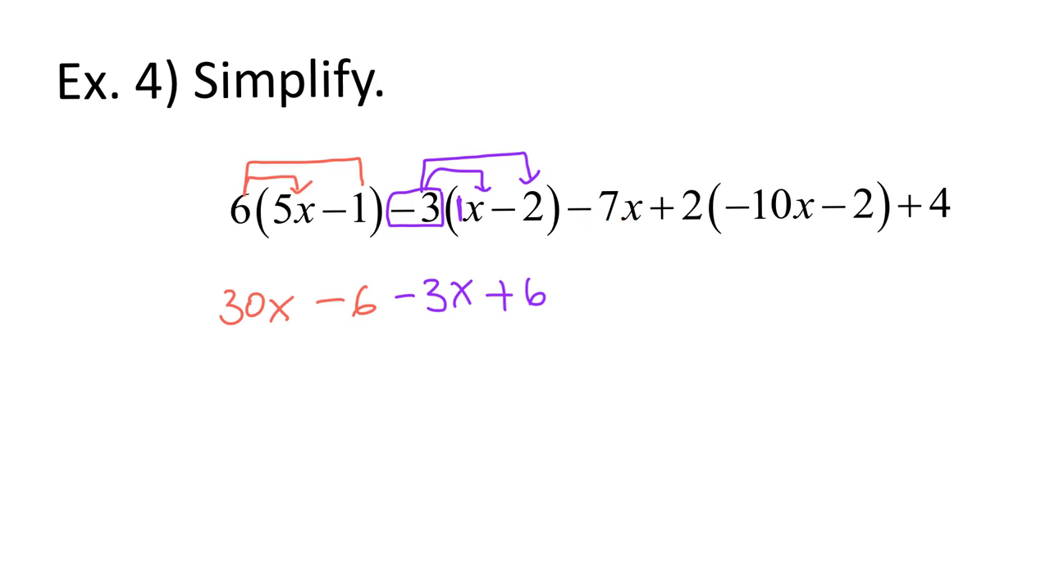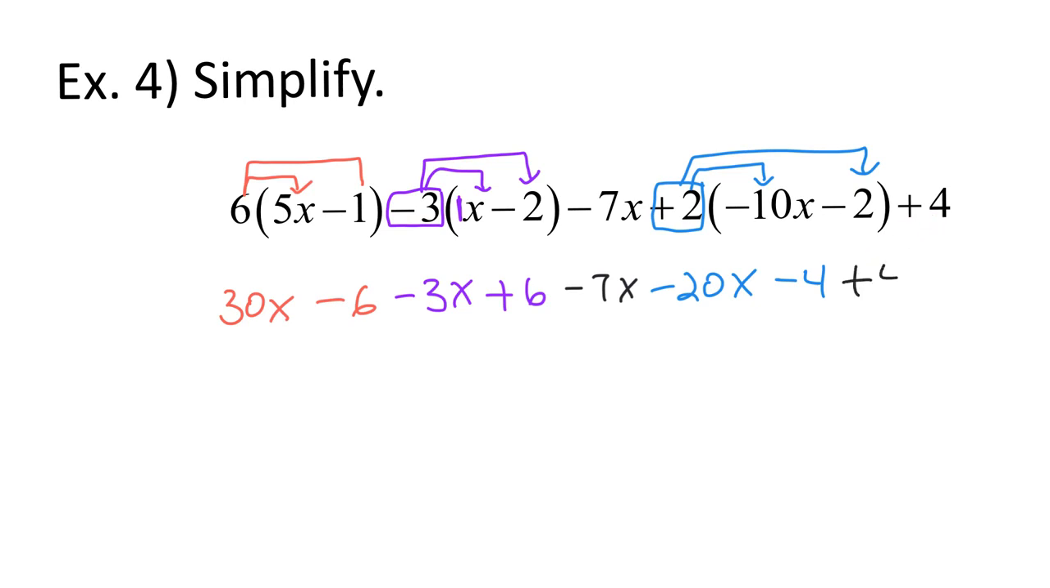And then you bring down the next term, minus 7x. That's not inside the parentheses. So I'm going to bring down the minus 7x here. But now I do have a positive 2, and I'm going to distribute times the first one. So positive 2 times negative 10x. Positive 2 times negative 10, that's negative 20. Keep the x. And positive 2 times negative 2, you're multiplying, so they don't cancel. You have to multiply positive 2 times negative 2. That is negative 4. And the last one, we do have a constant, plus 4. So you bring down the plus 4.